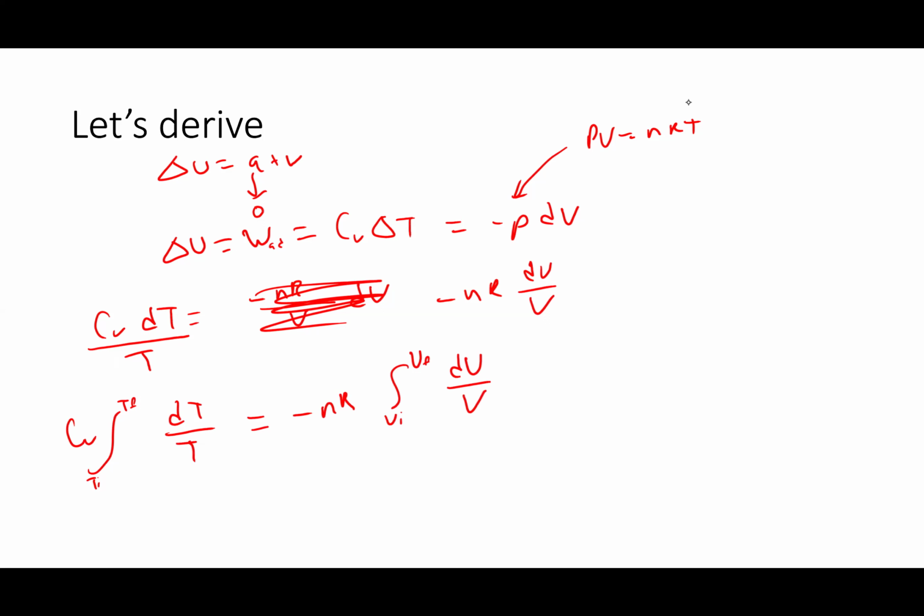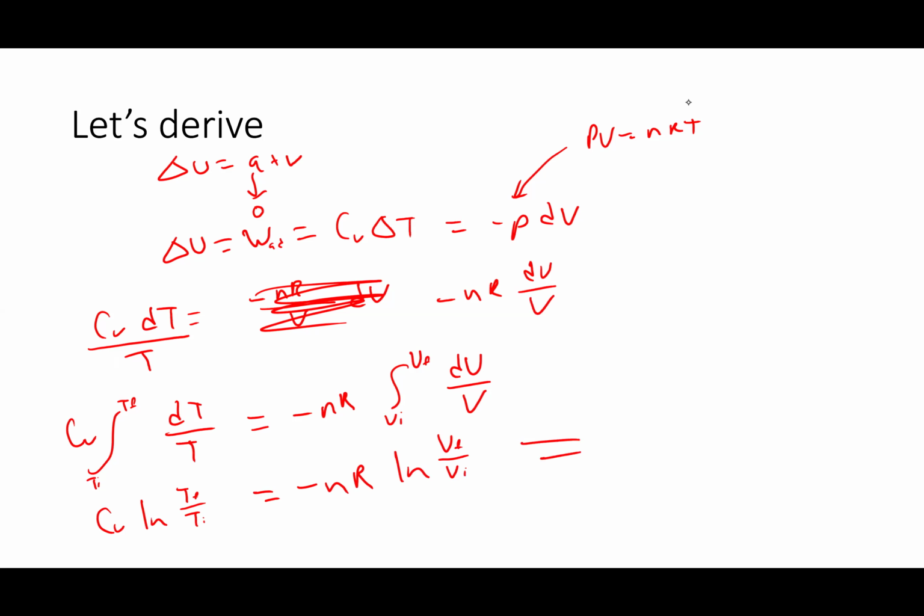And when you do each one of these, what are we going to get? Well, the integral of 1 over T is the natural log of T. But when we go from Ti to Tf, we have to do this, so Tf over Ti on top of our natural log here. And over here will be negative natural log, same thing, natural log now of Vf over Vi.